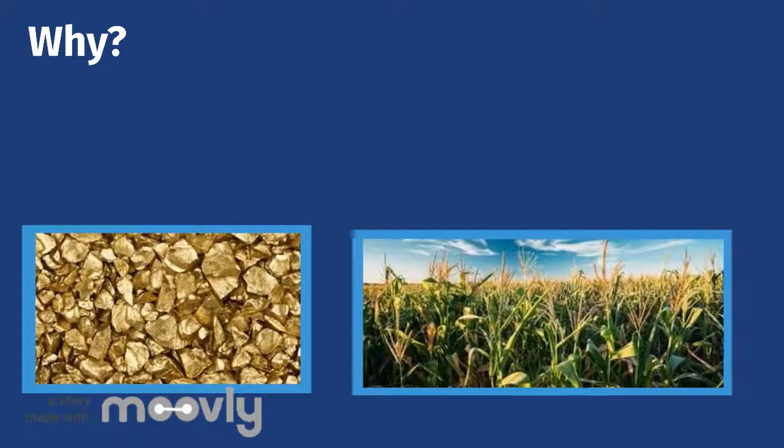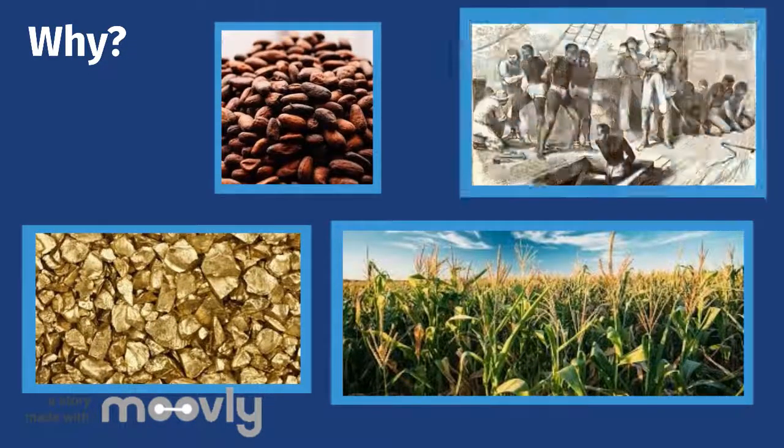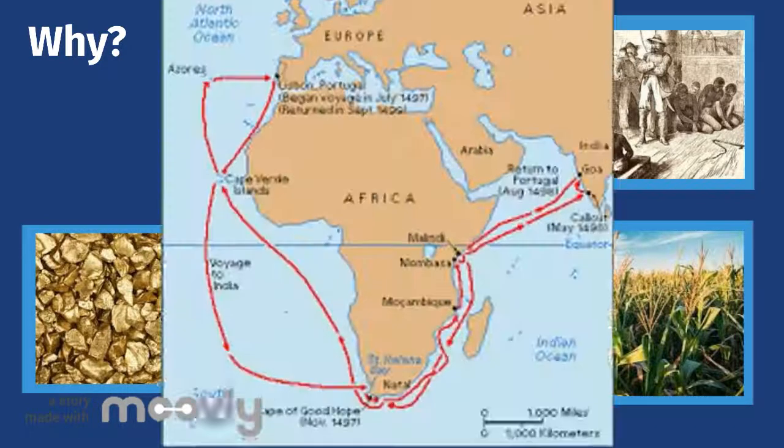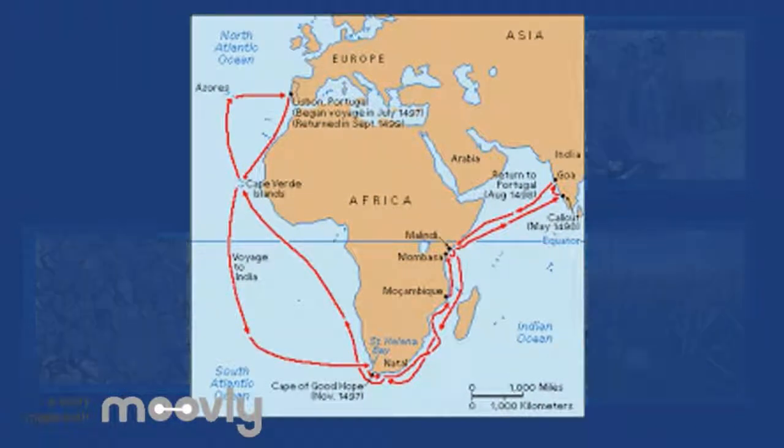Why? South Africa was a rich country in resources like diamonds, gold, crops, rubber, cotton, cocoa, and slaves. The Europeans wanted to colonize it because they thought these resources would be beneficial to them. And South Africa was also seen as a sort of pit stop when traveling a trade route to India.